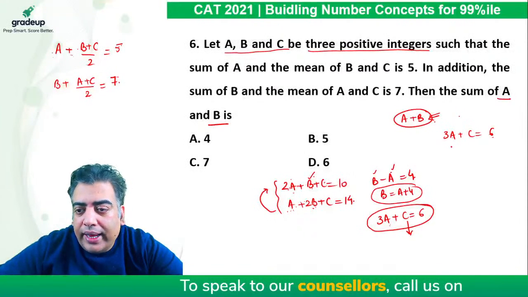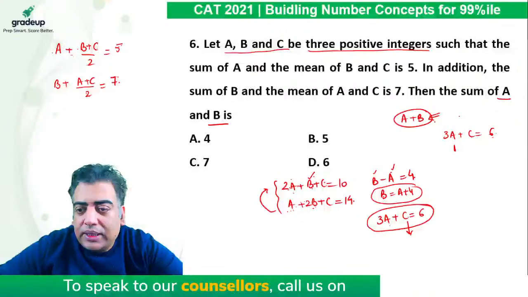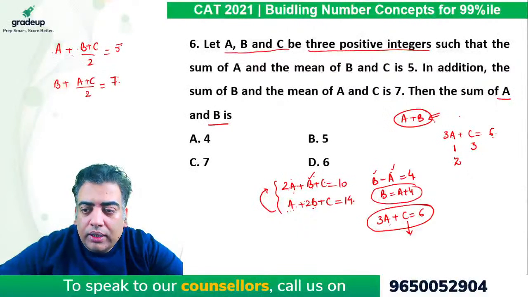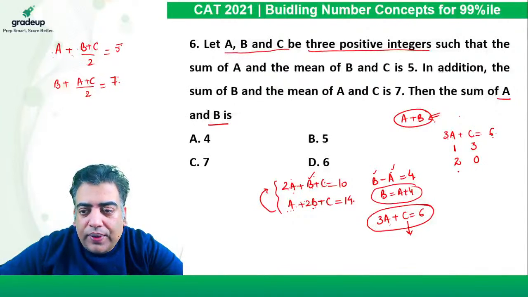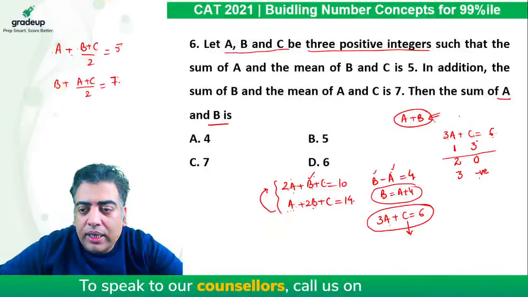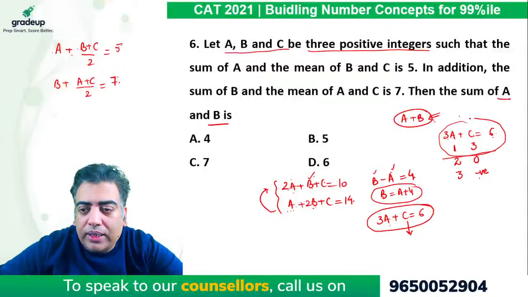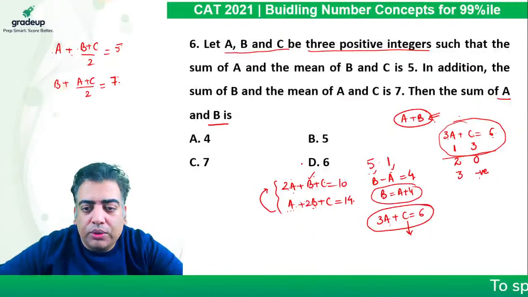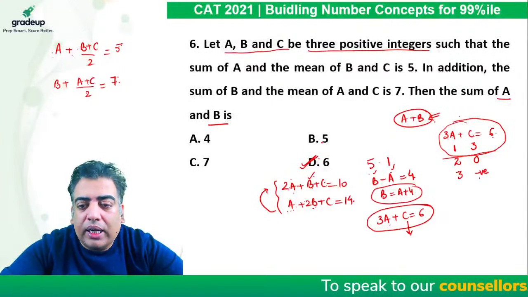If I take A as 1, C comes out to be 6 minus 3, which is 3. If I take A as 2, 3 into 2 is 6, so C comes out to be 0. If I increase the value of A, C comes out to be negative. Any of these cannot be 0 or negative. This equation gives me only one solution: A as 1 and C as 3. So if A is 1, the only possible value of B will be 5. So the sum of these two comes out to be 6. So the correct answer option is B.